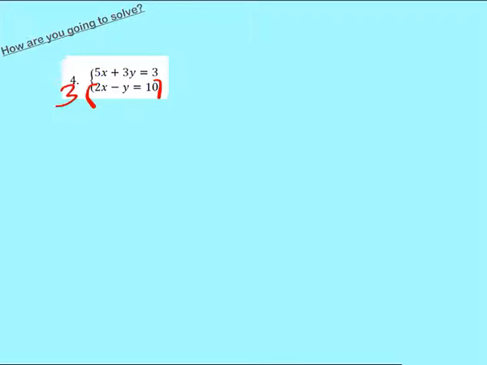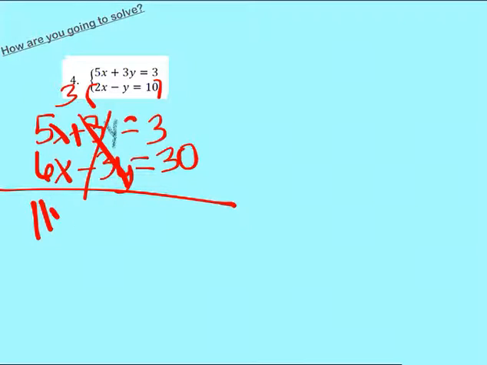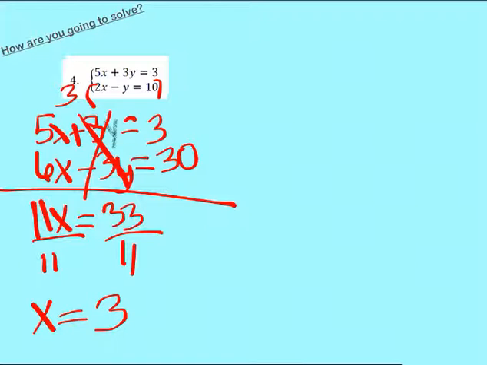So I'm going to go ahead and multiply the bottom equation by 3. So I get 5x plus 3y is equal to 3. And then the bottom equation is going to become 6x minus 3y is equal to 3 times 10, which is 30. So then I can cancel out my 3y's because now they have the same number and the opposite sign. Well, 5x plus 6x is going to give me 11x, and then 30 plus 3 is going to give me 33. So I'm going to divide both sides by 11, and then I end up getting that x is equal to 3. So that's my x.